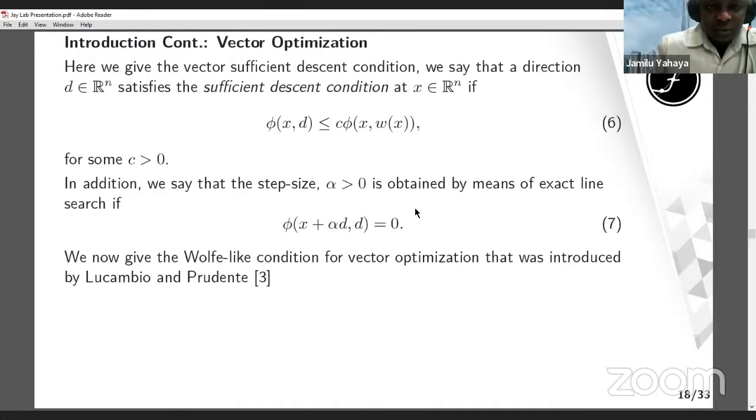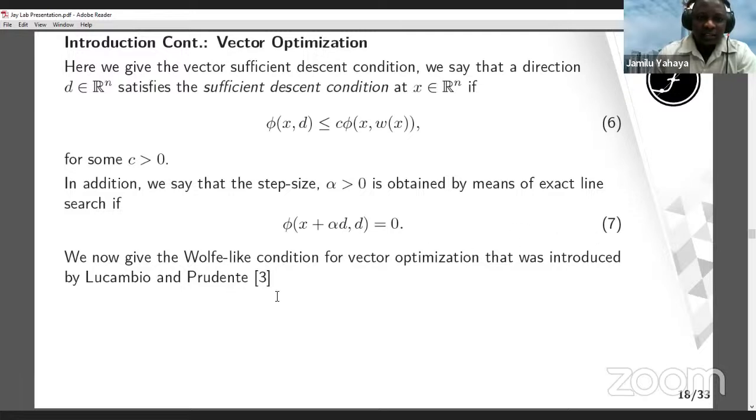The next thing that is very important is equation 6, which is the definition of sufficient descent. This definition is extended to vector settings by Lucambio and Perez in their paper in 2018. We know that even though exact line searches are sometimes not really applicable in reality, they are important. It is important to extend it to this setting. So they also extend the exact line search, which is given by equation 7.